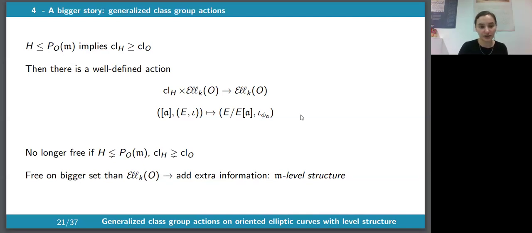And to make the set bigger, the idea is to further distinguish its elements by adding some extra information that would be a slightly more general notion of level structure than the one we've seen at the beginning.